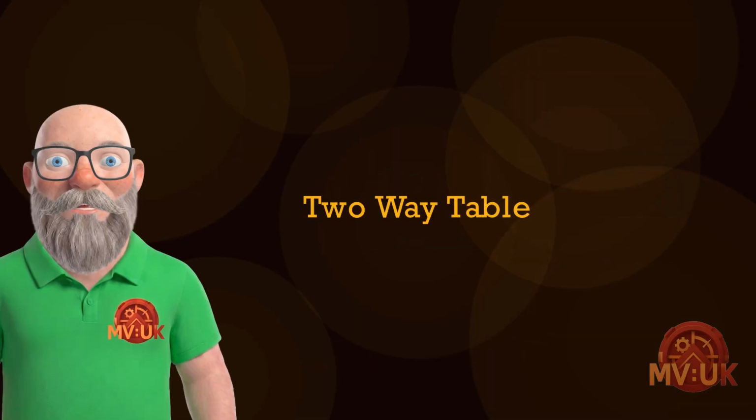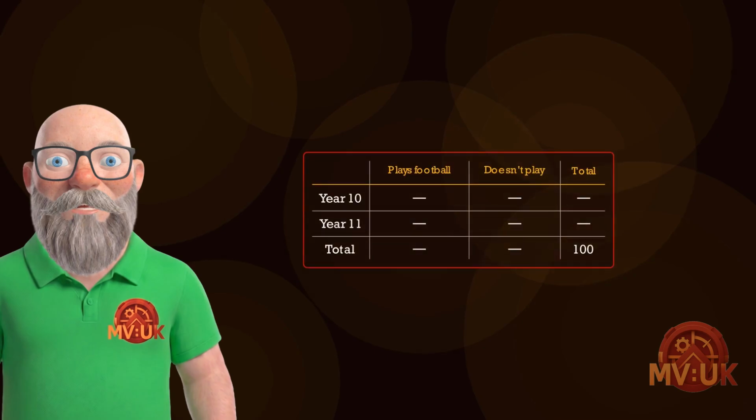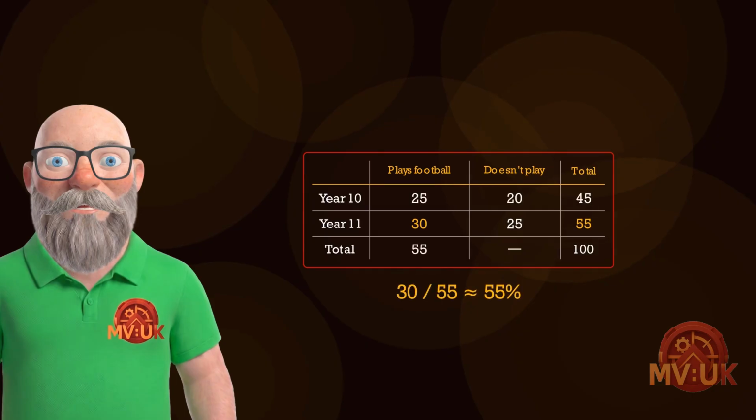Let's start with a classic tool for showing the relationship between two categories, the two-way table. Imagine we survey 100 students about playing football. From this, we can find all sorts of information. For example, what percentage of Year 11s play football? Well, there are 55 Year 11s in total. So it's 30 out of 55, which is about 55%. Two-way tables organize data so we can see connections clearly.